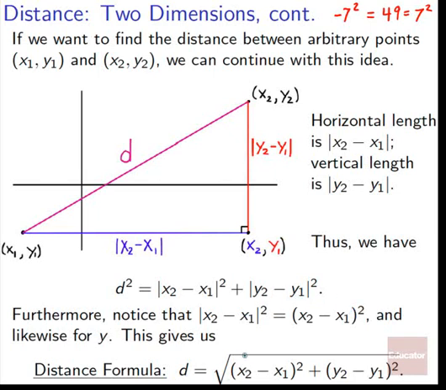So d equals the square root, take the square root of both sides, so we get just d, square root of quantity x2 minus x1 squared plus y2 minus y1 squared. So the difference in our two horizontal locations squared plus the difference in our two vertical locations squared. Great, that's distance in 2 dimensions.